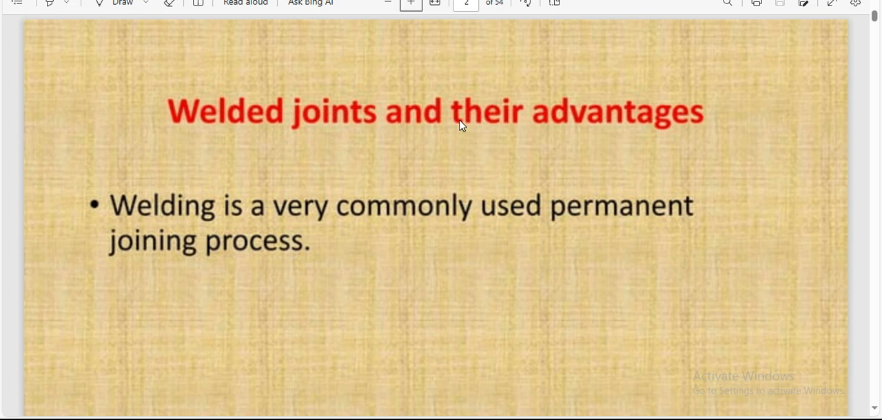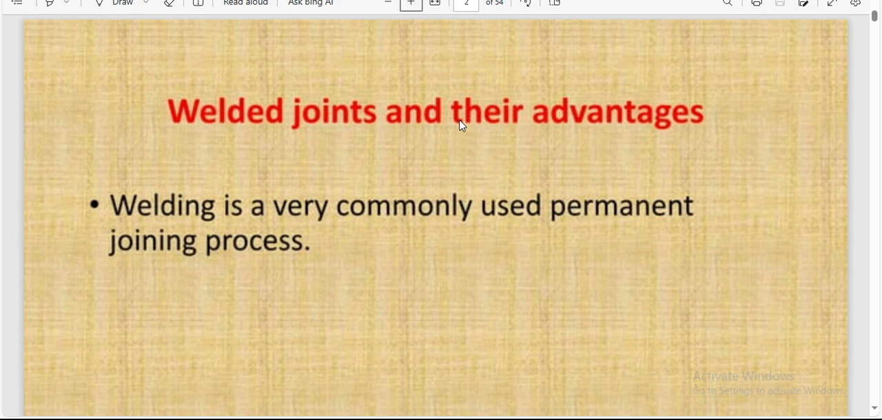This process, or the mechanism of joining process used for the main purpose, and the advantages of this technique, we will see in detail. Welding is a very commonly used permanent joining process. There are two types of joining process. Those joining types are permanent and temporary.